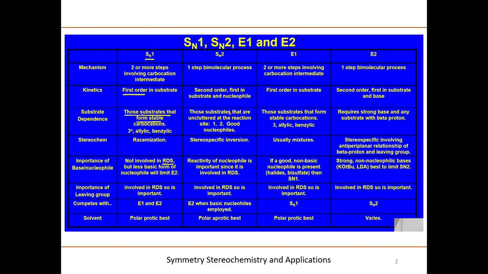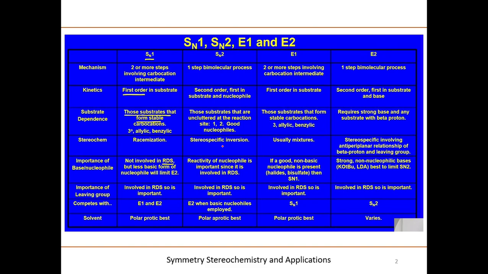The substrate dependence is based on how uncluttered the reaction site is, that means the steric hindrance of the reaction. I will discuss it later in a slide, then it will be more clear to you. For right now you just remember that steric hindrance matters in the SN2 reaction. So it should be a good nucleophile which is involved in the reaction. Now in the SN2 reaction we are getting specifically one product, that means it is a stereospecific inversion.